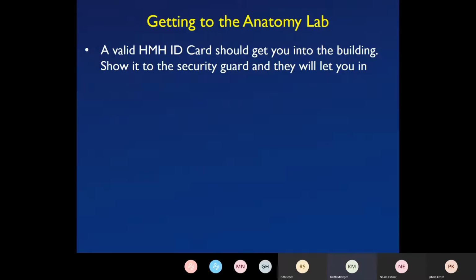Okay. How do you actually get into the building and get to the anatomy lab? So at this point in time, all you need to do is show a valid HMH ID card, and that should get you into the building. Now, I know a few of you are going to be adjunct faculty and may not be HMH employees. That's not a problem. We will also enter you into the system.